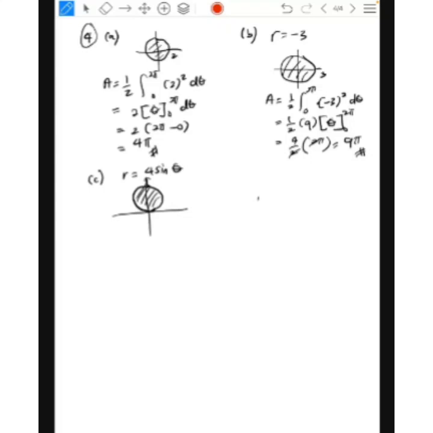So again, for this one, it is not from 0 to 2 pi. Why? 0 to 2 pi must cover quadrant 1 until quadrant 4. However, this one only occupies the first quadrant and second quadrant, which is from 0 until pi. And that's why you have to be very careful with the angle.